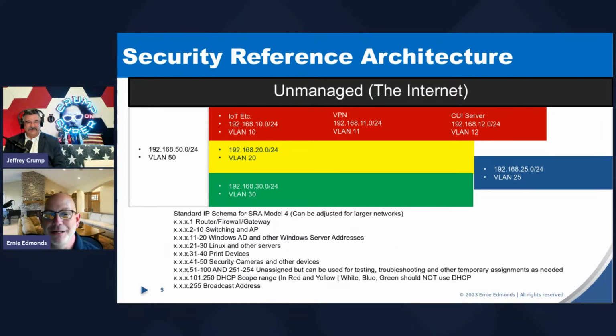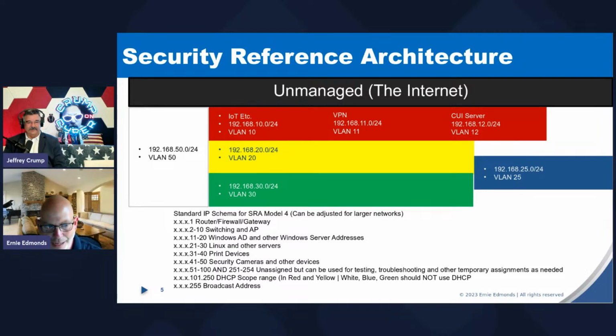So we have this unmanaged zone at the top. This is the internet. I call it the black zone. We also have, you've got to have a stoplight in 2023, so there's red, yellow, green. And then there's a white zone over to the left, and a blue zone over to the right. And down at the very bottom, you'll see some typical IP schemas that I'll use when I'm standing up a network.